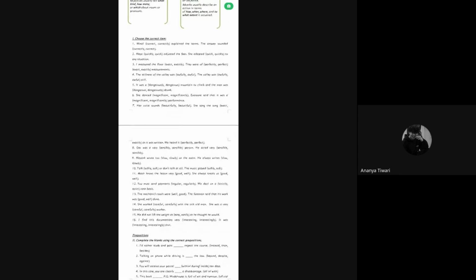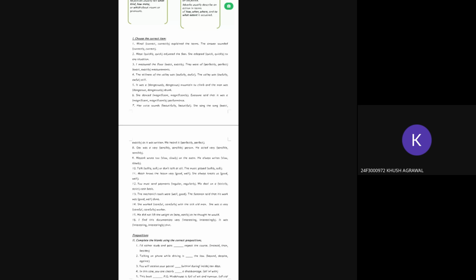So your first answer, Meenal, correctly explained the terms. Correctly, because here what you need to modify is the verb. Explained is the verb, and you cannot choose correct because correct is an adjective. The word that modifies a verb is an adverb, and hence you choose correctly. Now, what use is this, attributive or predicative use of adjective? Predicative. The answer sounded correct.